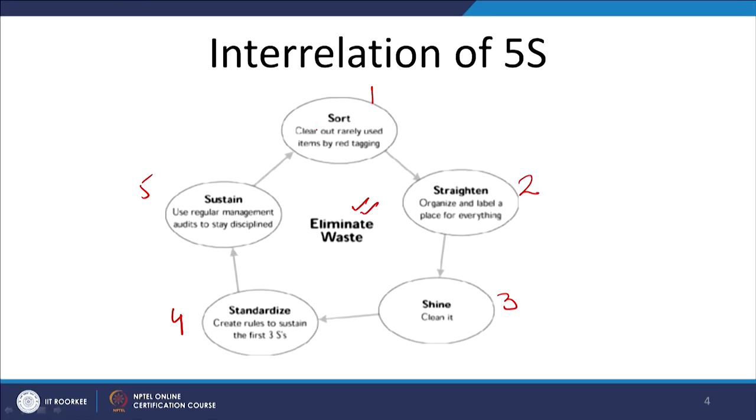In our houses, in our offices, at our workplace, we keep a large number of items which are rarely used. So, if you see this diagram, when you are sorting, you keep with you only those items which are regularly used, and those items which are rarely used can be red tagged, to show that these are rarely used items. You can put a red mark on those, and those red-marked items can be placed at a distant location, so that they are not part of your regular work area. So, that is the first important thing.